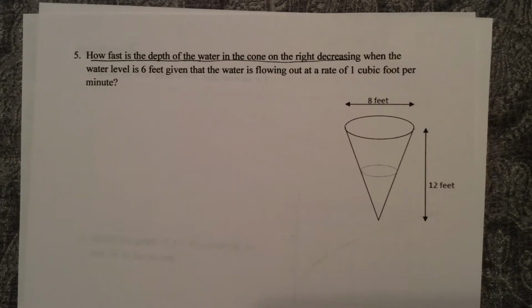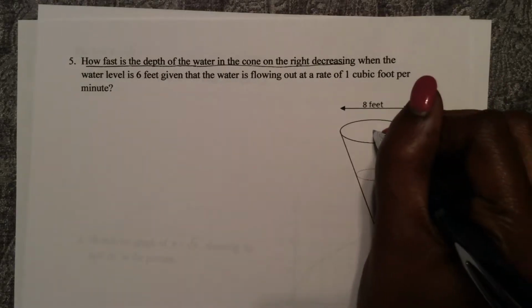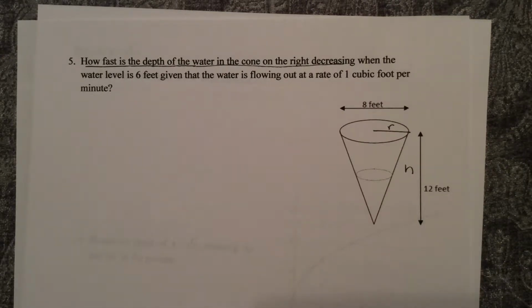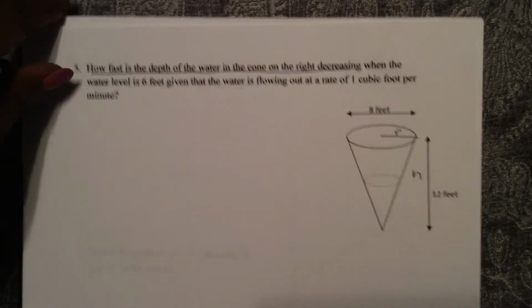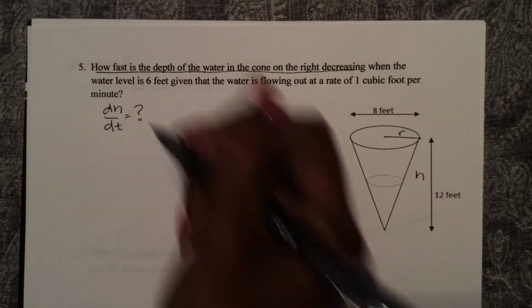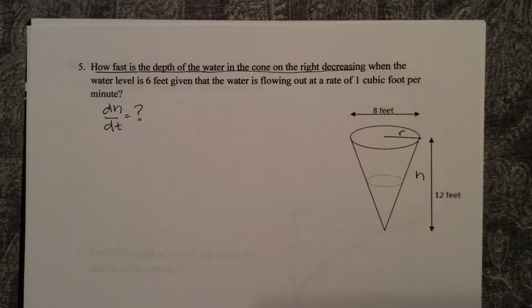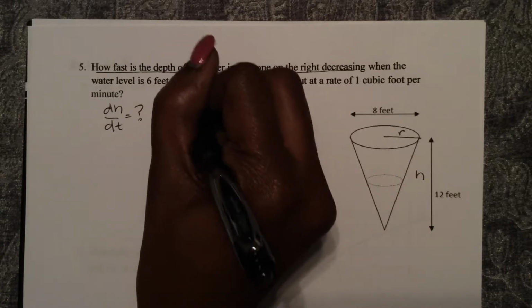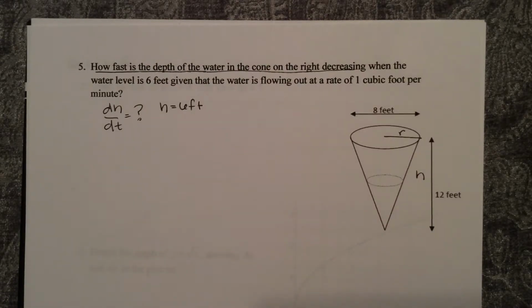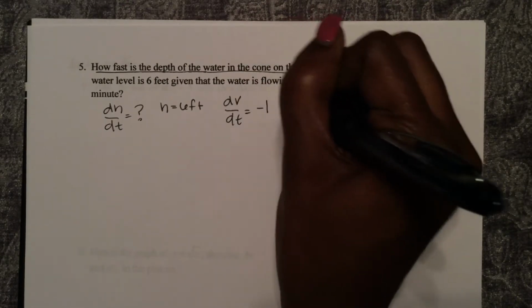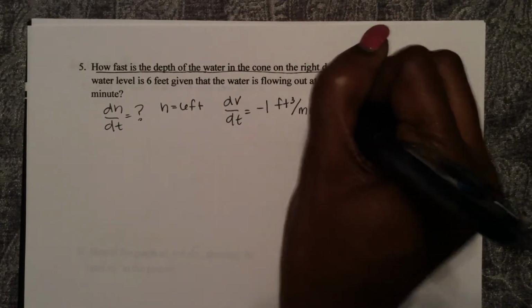So what represents the depth of the water? Let's give this some variables. I know this is R and this is H for a cone. So the depth of the water based on those variables would be dH/dt. They're trying to figure that out when the water level is 6 feet high, so when H equals 6 feet. And they told us the water is flowing out at a rate of 1 cubic foot per minute, so dV/dt equals negative 1 cubic foot per minute.